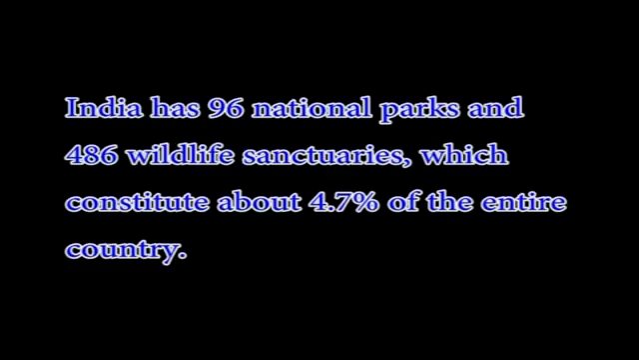Introduction. India has 96 national parks and 486 wildlife sanctuaries, which constitute about 4.7% of the entire country. It plays a paramount role in flora and fauna protection. There are 14 biosphere reserves established to conserve the diversity of ecosystems and promote research into ecological conservation. An increasing number of travelers to India are visiting at least one national park or sanctuary.